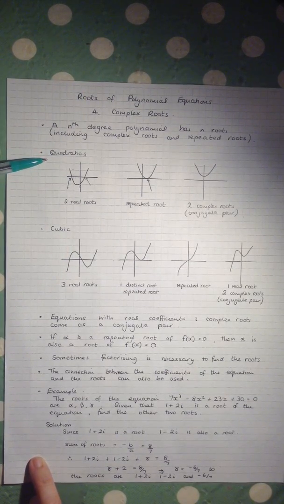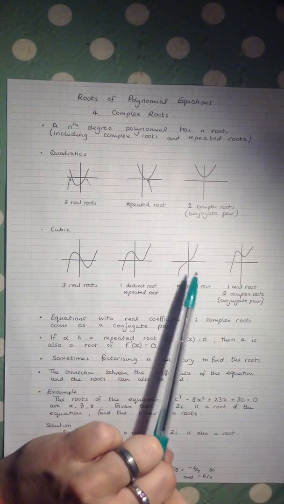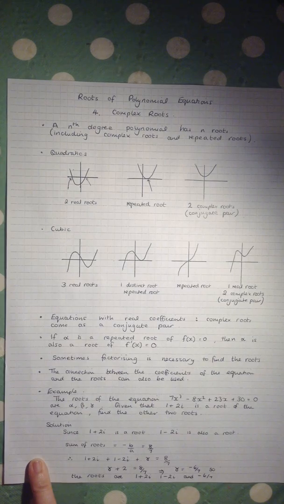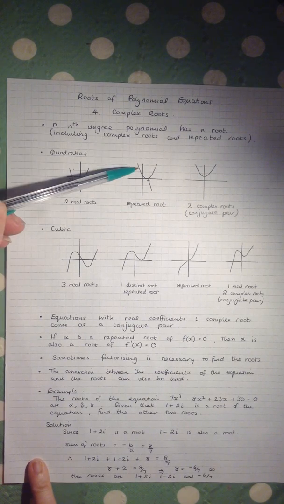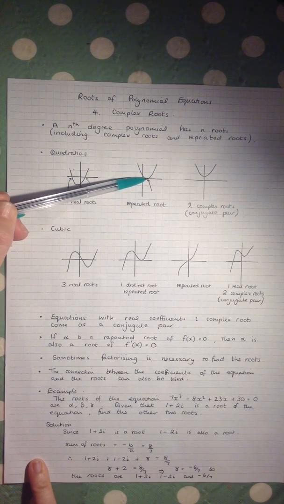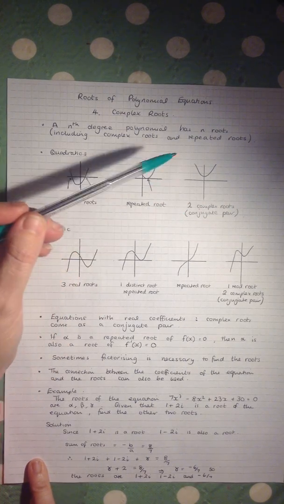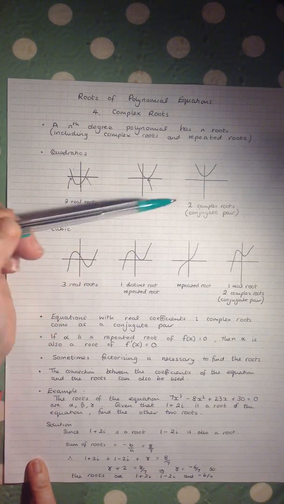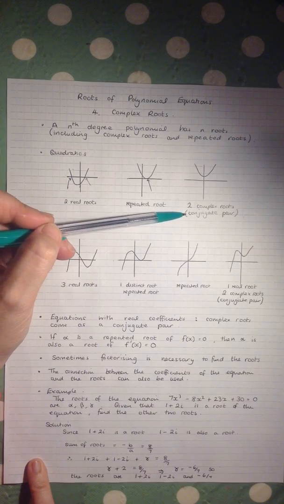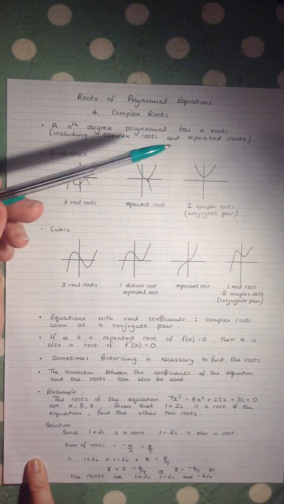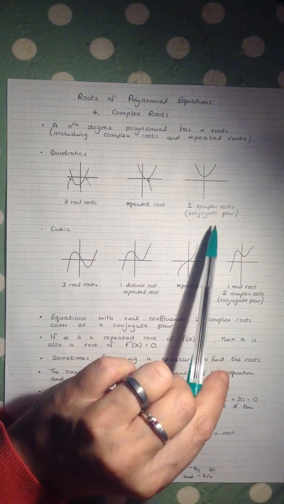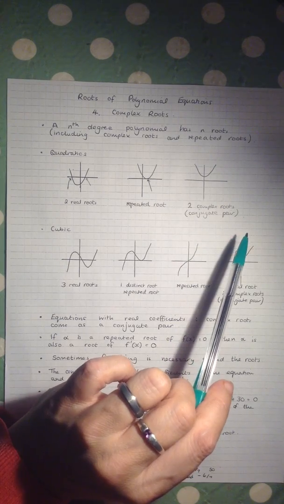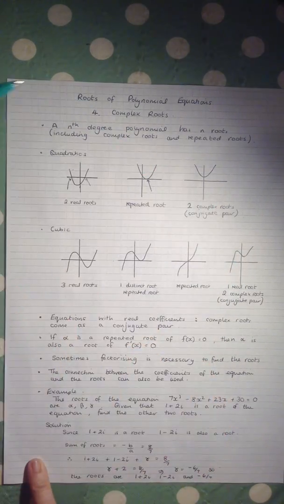So if we look at quadratics, then there are 3 possible solutions. We could have 2 real roots because the quadratic graph crosses our x-axis twice. We could have a repeated root where it just touches the x-axis, or we could have 2 complex roots because the graph doesn't cross the x-axis at all, and they would be a conjugate pair of roots. So we've already mentioned that roots of equations come as a conjugate pair. So if you know 1 plus i is a root, you know that 1 minus i is also a root.